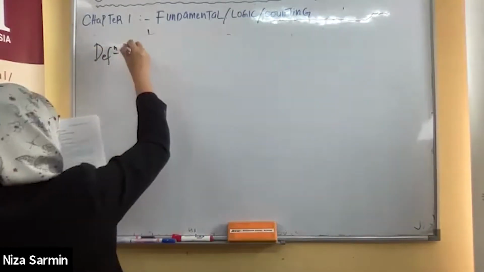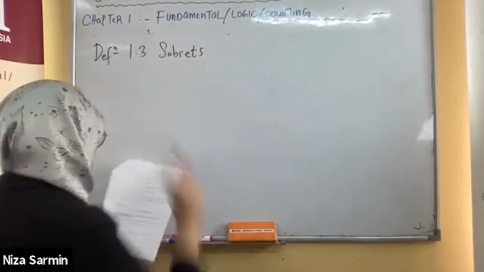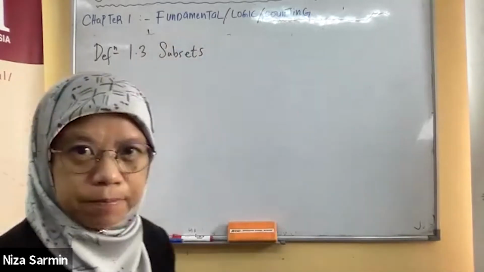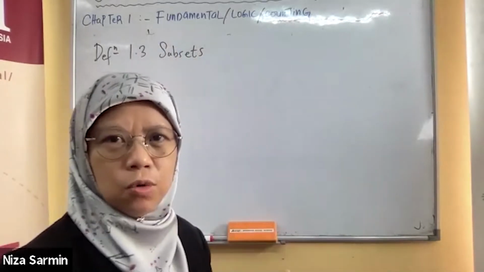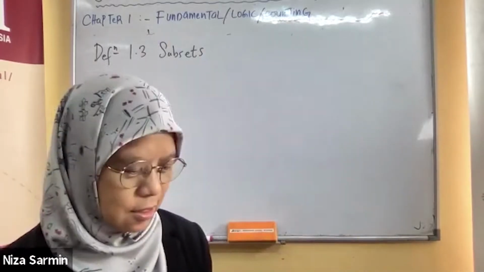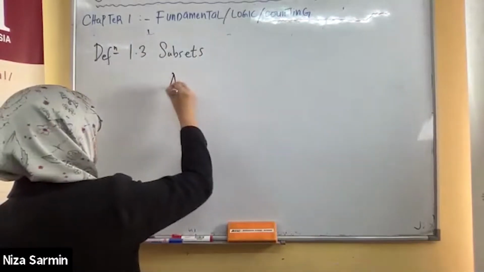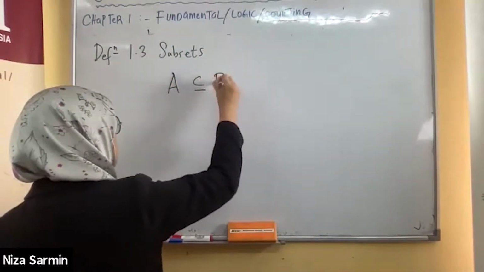Definition 1.3, subsets. Okay, so how is a set a subset of another set? This is a subset. All right. A is a subset of B.